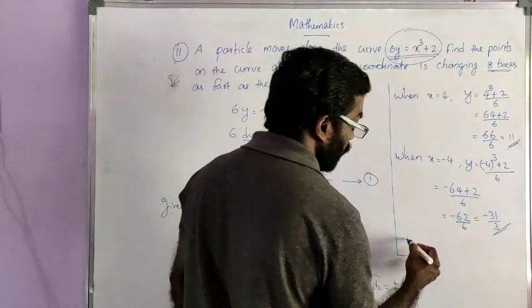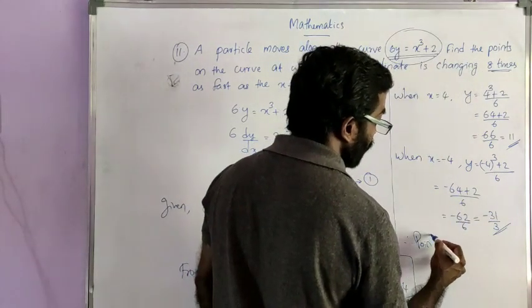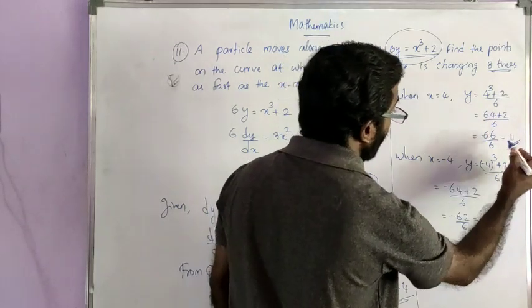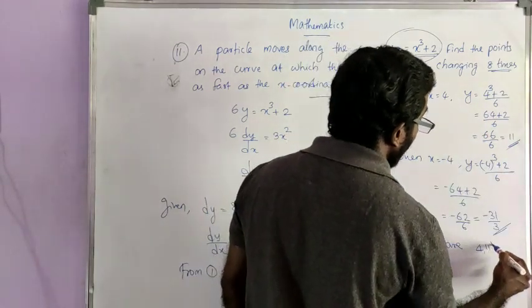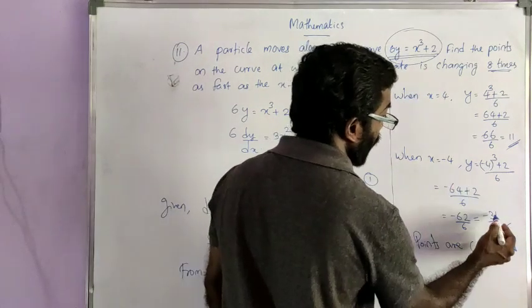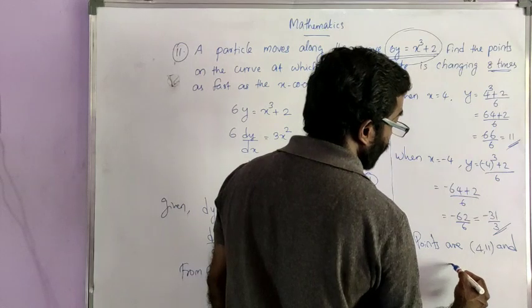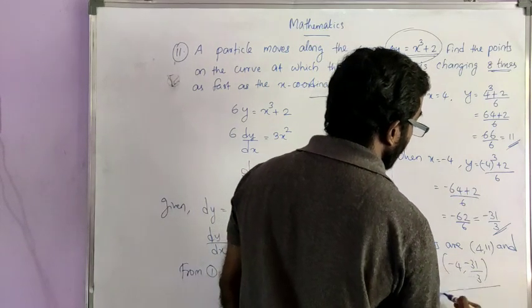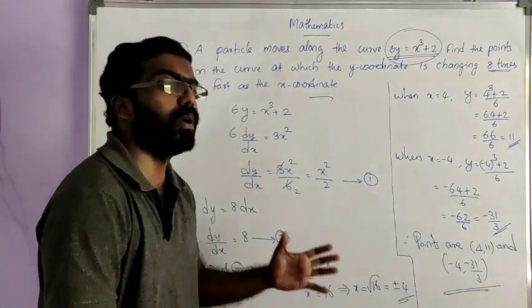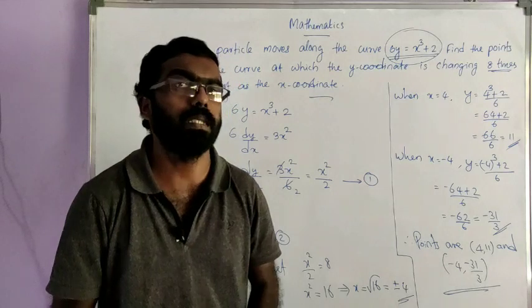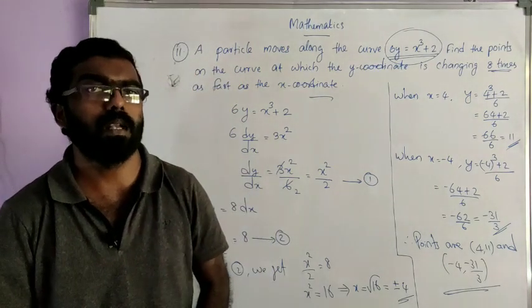So therefore the points are, when x equal to 4 the y value is 11, so 4 comma 11, and when x equal to minus 4 the y value is minus 31 by 3, so minus 4 comma minus 31 by 3. So the required points are 4 comma 11 and minus 4 comma minus 31 divided by 3. Clear?